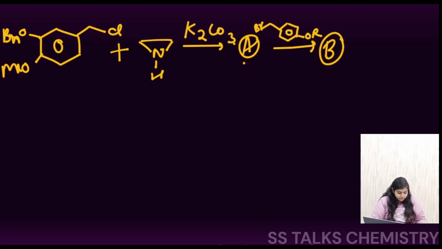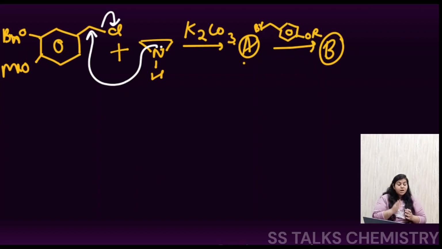So the first step will be this nitrogen containing the lone pairs is going to attack at this particular site, because Cl can leave from the reaction medium. It is an element of the third period, so it can easily leave because of the presence of the vacant d orbital in it. It is a good leaving group, right?